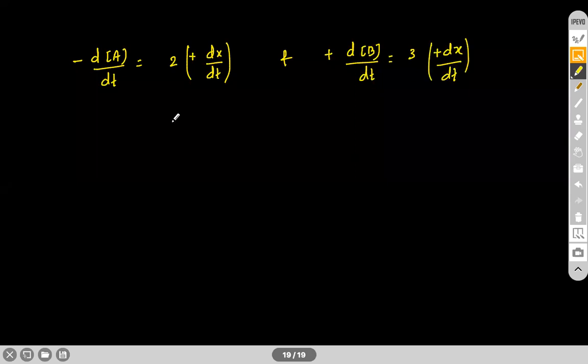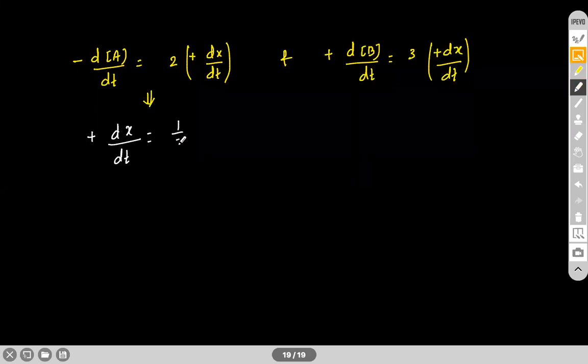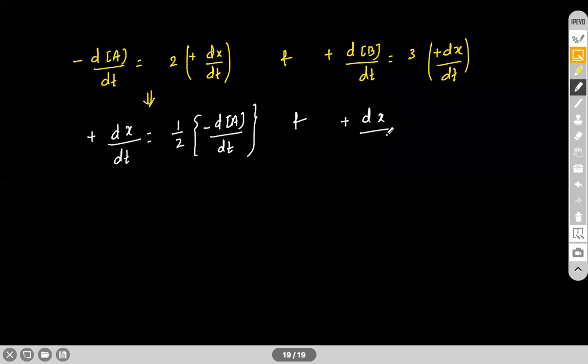Now, if I equate this from this expression, we are almost done with this. You'll get the final expression here. dx by dt is equal to half of minus d concentration of A by dt. And this expression becomes, plus of dx by dt here is equal to 1 by 3 of plus d concentration of B by dt. Again, you write down this way only.